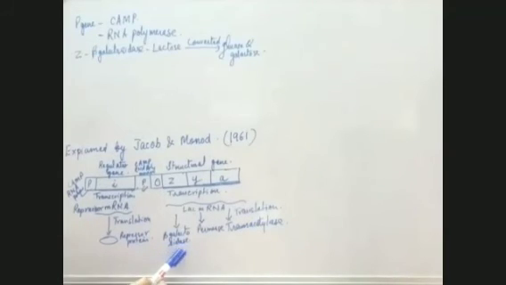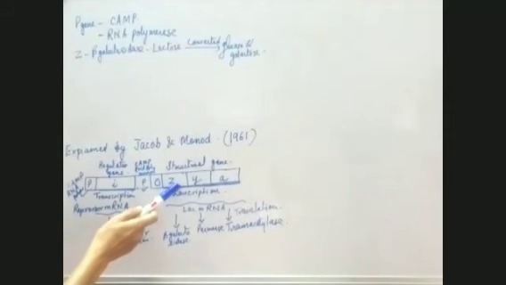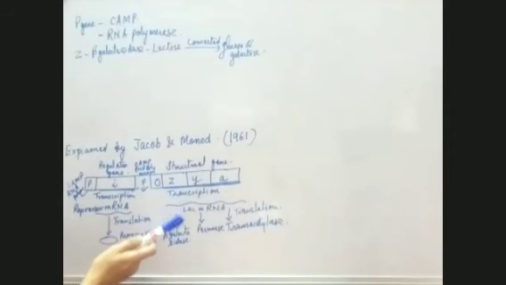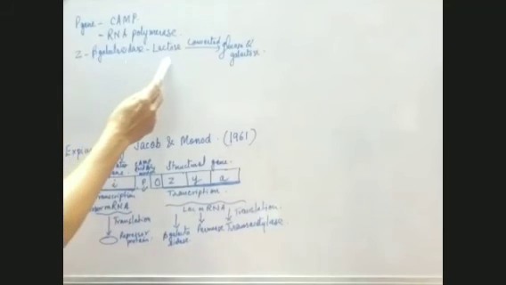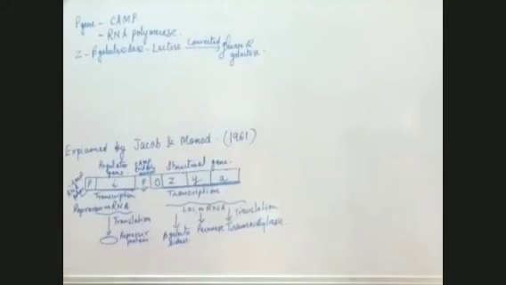What is the function of beta galactosidase, which is released by Z? The Z structural gene, after transcription and translation, forms this protein beta galactosidase. The function of this beta galactosidase is to convert lactose into glucose and galactose. The second enzyme formed is permease, which is released by the Y structural gene.